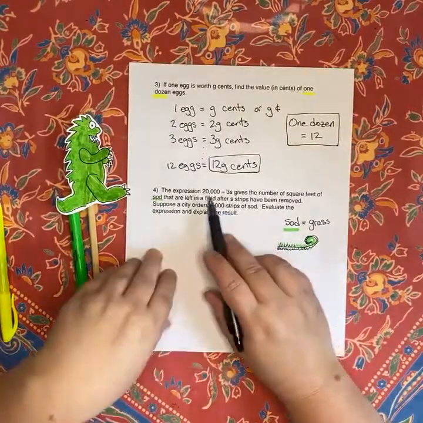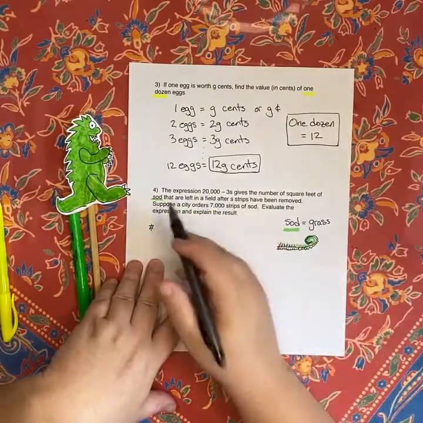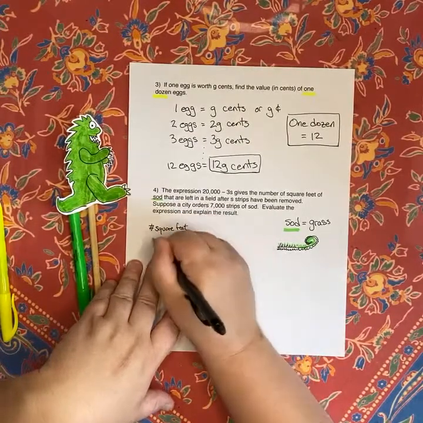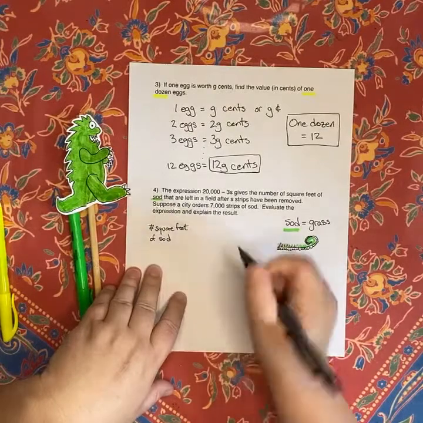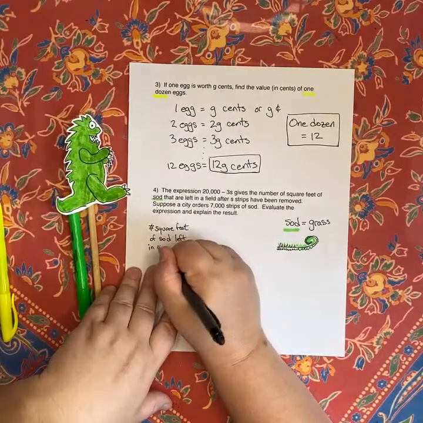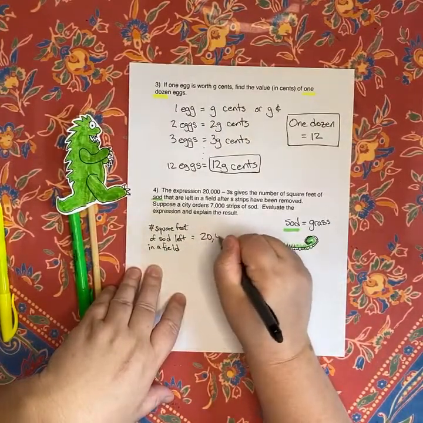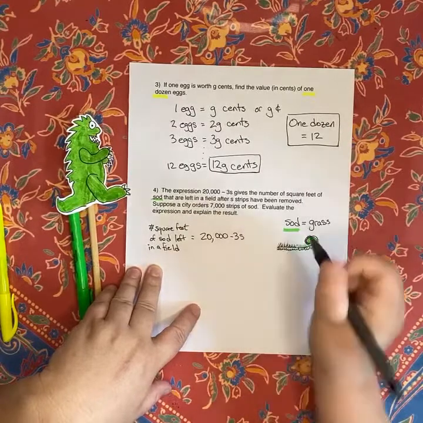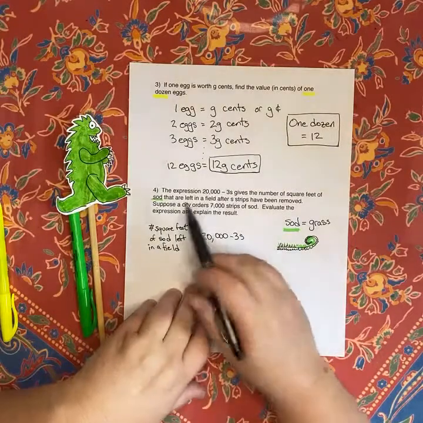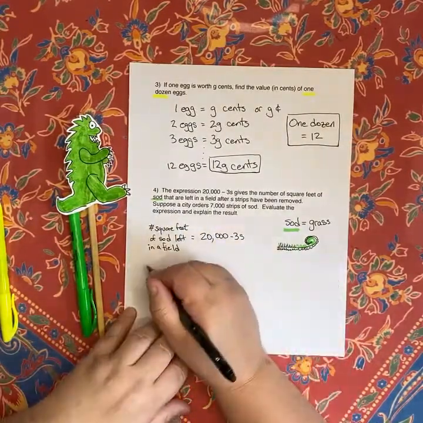Okay, so the number of square feet of sod that are left in a field, that's 20,000 minus 3S, after S strips have been removed. Suppose a city orders 7,000 strips of sod.